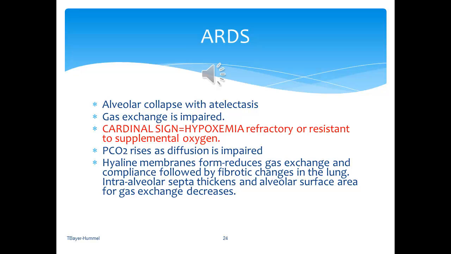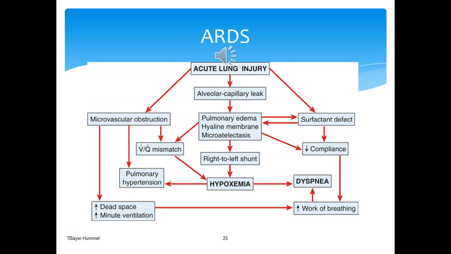PaCO2 rises as diffusion is impaired. The hyaline membrane forms, reducing gas exchange and compliance, followed by fibrotic changes in the lung. Intra-alveolar septa thicken and alveolar surface for gas exchange decreases. This is a diagram of what occurs in ARDS, from the acute lung injury to all of its manifestations. Review it. It'll help you to have a better understanding of what's actually going on with the ARDS patient.